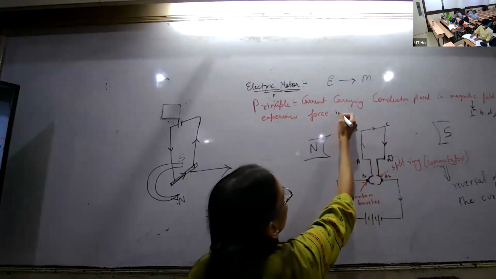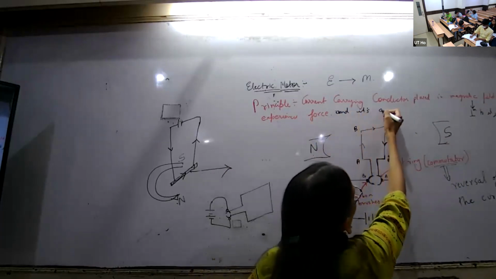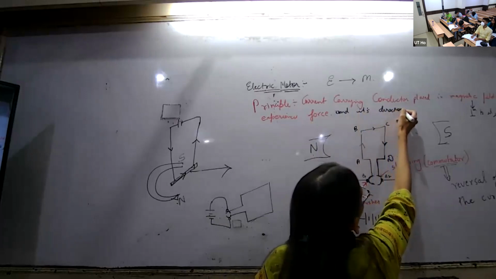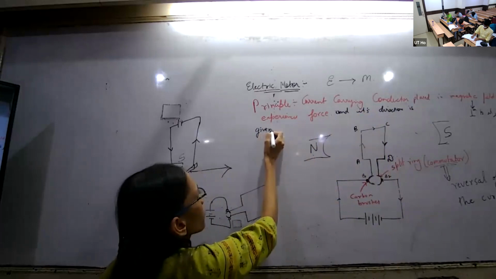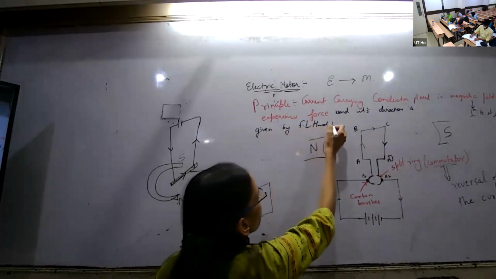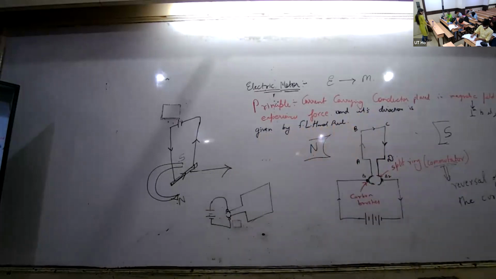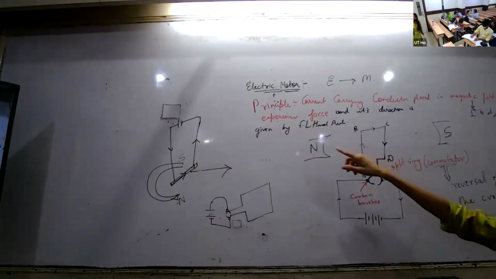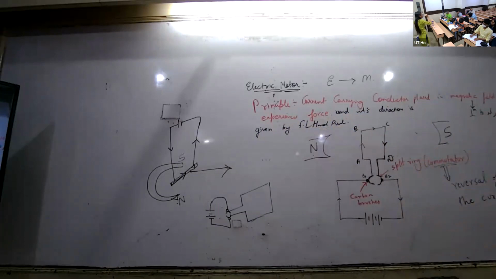force, and its direction is given by Fleming's left hand rule. But if you want to put, you can put it in short. It experiences force in the direction perpendicular to both field as well as current.